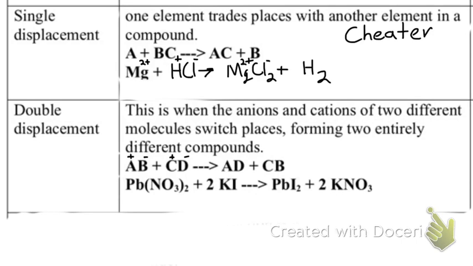But you've now witnessed the 2 other ways you can tell a chemical reaction has occurred. There was a color change and a precipitate formed. So that is our double displacement reaction.